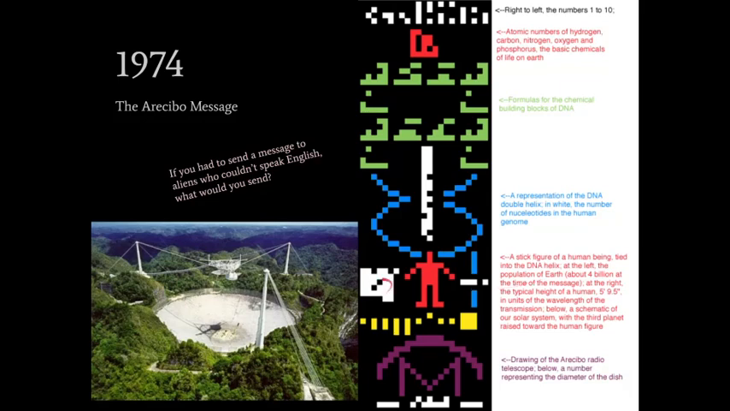Let's see, population of the Earth, that's over here. How many people are in planet Earth? We sent that. And the height, and that's used in units of the wavelength of the transmission. So when they send this out there, the size of the wave, from one peak down to the next peak, that's a certain distance. And so they multiplied that by this number and they said, okay, that's how tall we are.